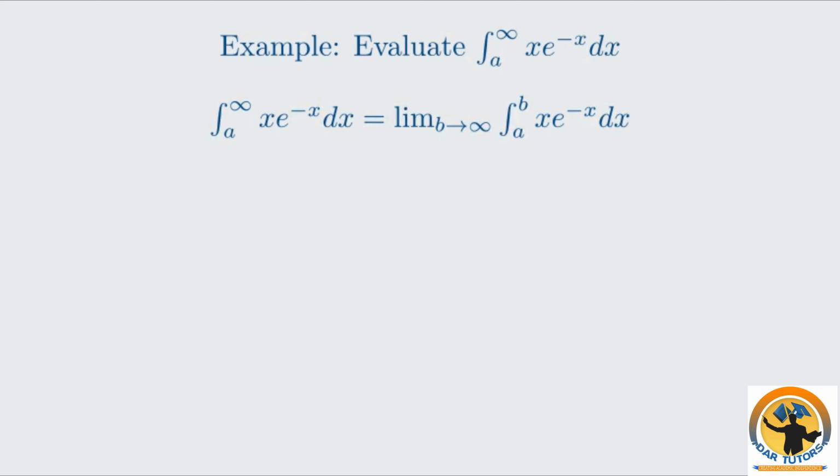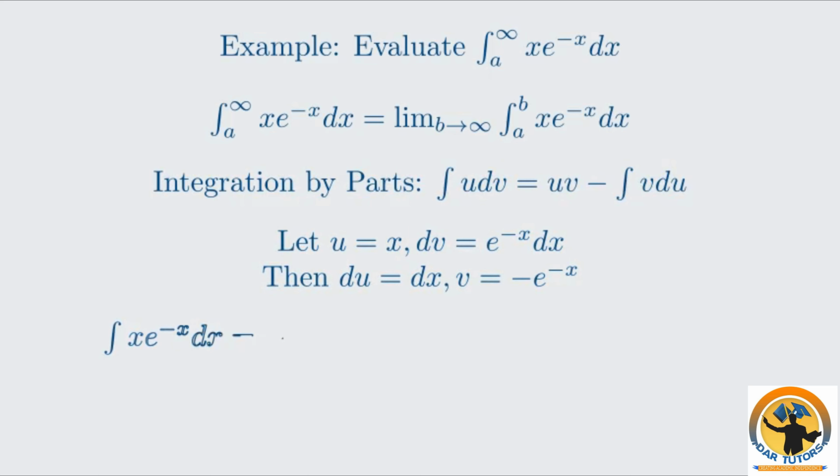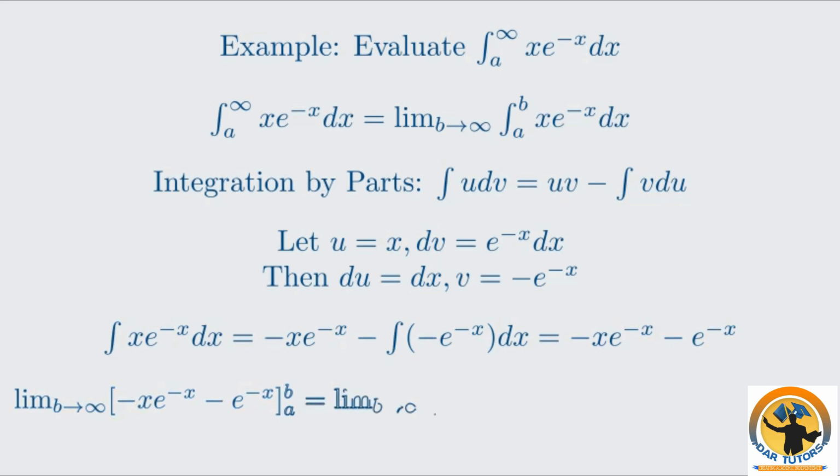We use the formula integral of u dv equals uv minus integral of v du. Let u equal x, so du is dx. Let dv equal e to the -x dx, so v is -e to the -x. Applying the formula, the integral becomes -xe to the -x, minus the integral of -e to the -x dx. Now we substitute this back into our limit expression and evaluate it from a to b. This gives us the limit as b approaches infinity of the antiderivative evaluated at b, minus the antiderivative evaluated at a. Let's rearrange the terms.